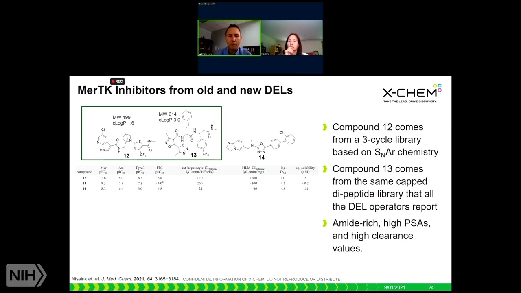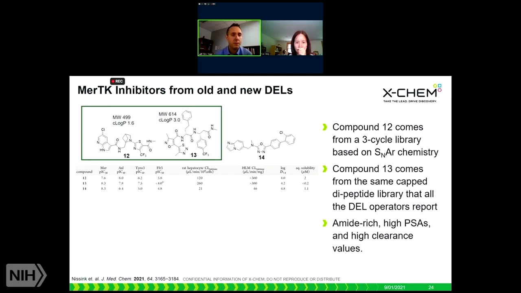Another example comes from a collaboration with AstraZeneca, where we ran a program with them on MERTK. We identified a number of active compounds in this project, some of which are shown in the slide here. The first 2 examples, compounds 12 and 13, come from some of our earlier libraries. Compound 12 comes from a library based on SNAR and acylation chemistry. Compound 13, as you can quickly tell, comes from a dipeptide library. So the first 2 cycles are amino acids and you cap with carboxylic acids.